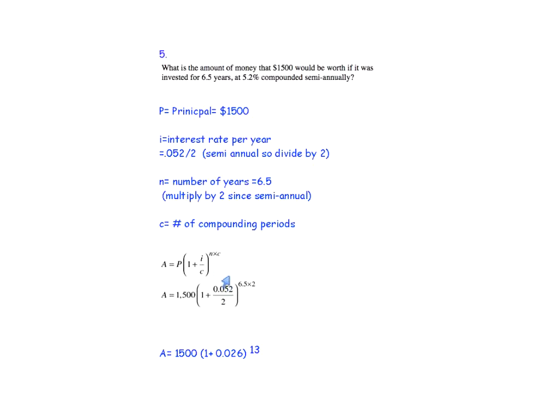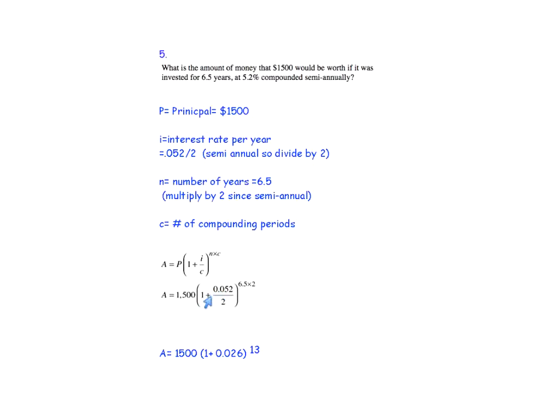And then we also raise this to the exponent n times c. n is the number of years. We're told it's 6.5 years. We multiply that 6.5 times 2 because we're compounding the interest twice a year. So make sure you understand what each part of the formula represents so that you can use this formula and use the different information given in the question to plug it in and find what A is.